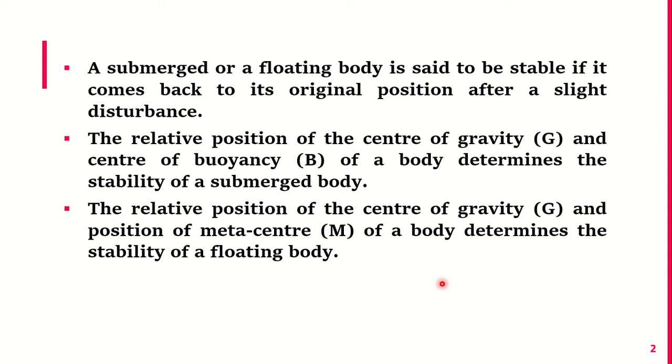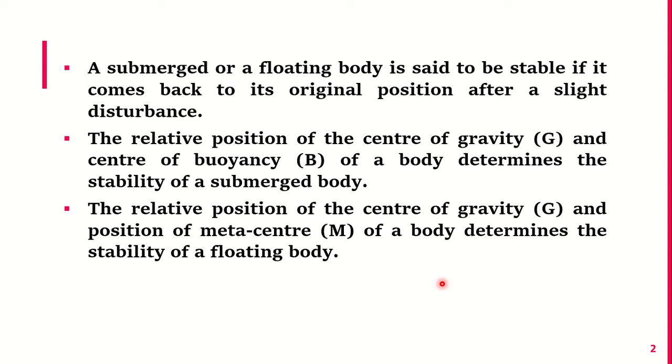So first of all, coming to the concept, when I'm talking about stability of bodies, I'm talking about two types of bodies. One is a submerged body and one is a floating body. You know what a submerged body is, right? It is completely immersed inside the liquid, inside the fluid or inside water. But a floating body means only some part of the body will be inside the fluid and some part of the body will be open to atmosphere.